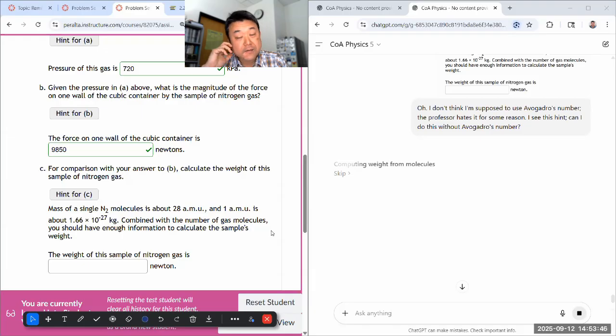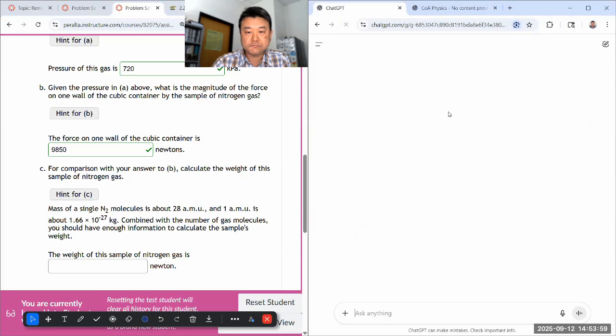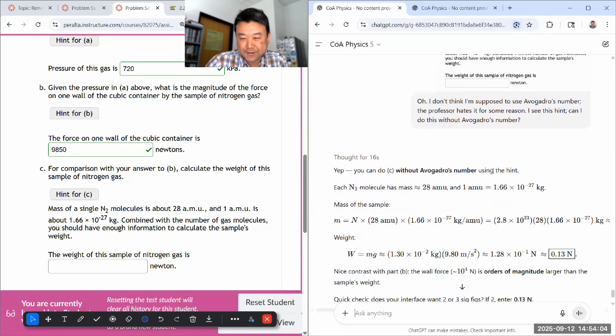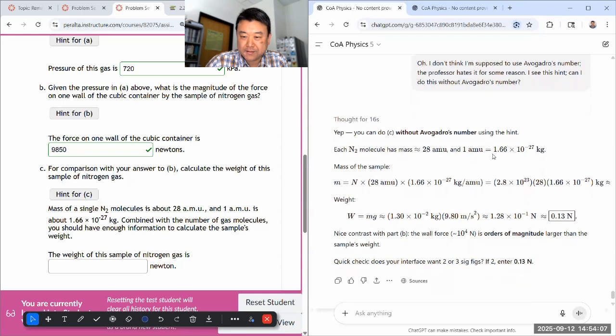I think if you take a chemistry class, they will introduce the purpose of Avogadro's number, and that purpose doesn't apply to us. So I think we should not deal with the things that don't apply to us. You can do C without Avogadro's number using the hint, and so you can get the mass of the sample directly, number times the 28, that'll give you the mass per molecule.